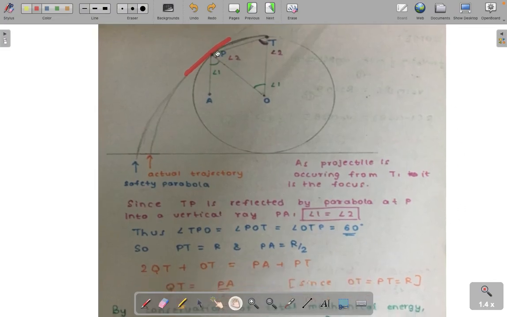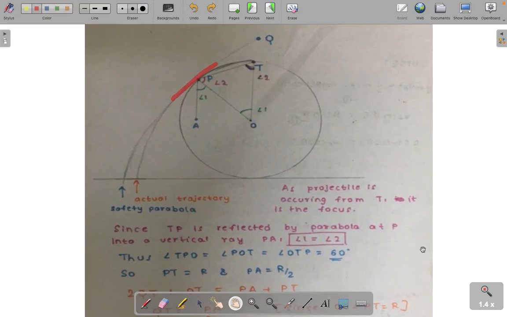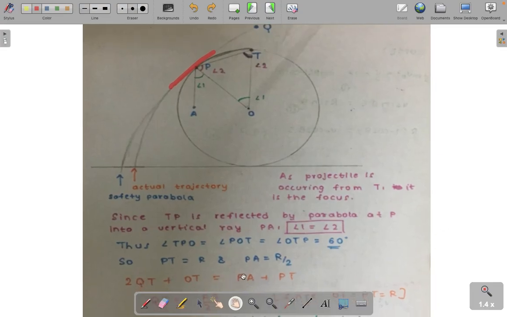So we get PT is equal to R since it is an equilateral triangle, and by trigonometry we get PA is equal to R by 2, that is R cos 60. So now using the important property of the parabola that we read earlier on the previous page, twice of PT plus TO, which is the distance this light ray would be covering, that would be going along PQ. So twice of QT plus OT must be equal to this light ray, which is being reflected towards the focus.